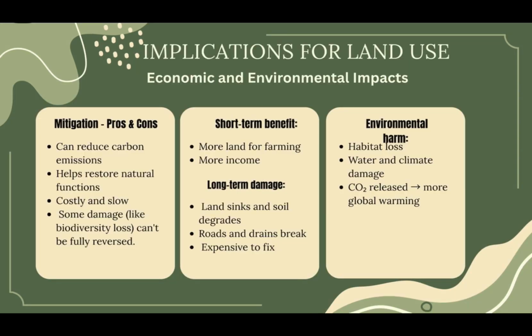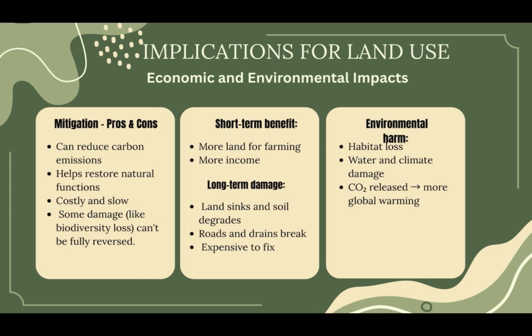Now I want to talk about the implications for land use. First is economic and environmental impacts. Before we look at the damage, let's briefly talk about mitigation. Efforts to restore peatlands. Mitigation can help by reducing carbon emissions and bringing back some natural functions, but it is also challenging. It's costly, slow, and some damage, like biodiversity loss, can't be fully reversed.